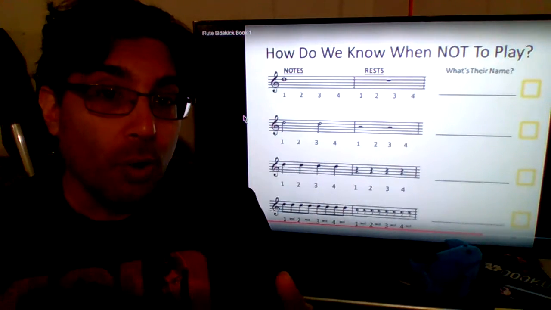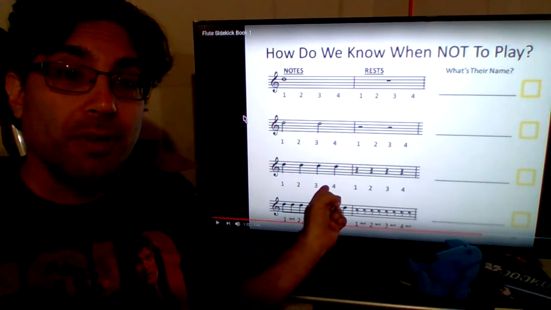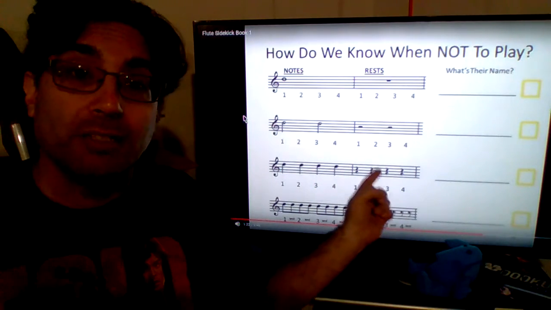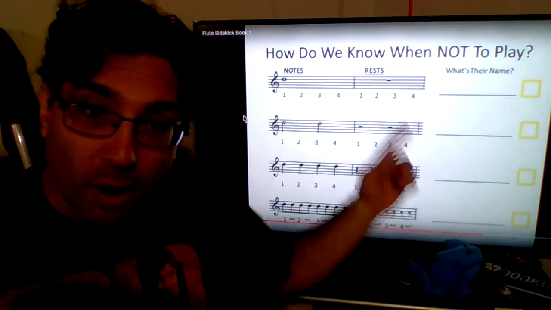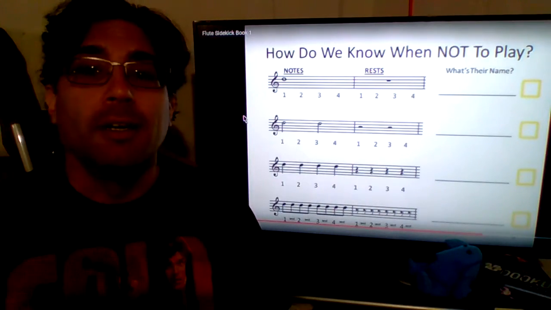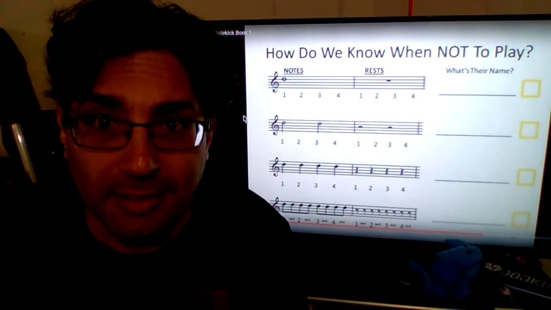I'll be checking that you know all the correct names based on your previous experience. What's the name of the rhythm here? Therefore, what's the name of the rest over on this end? It would have the same name. So make sure you've got all your names, you remember them all, and what all their values are. I'm going to be checking all that in our next class.